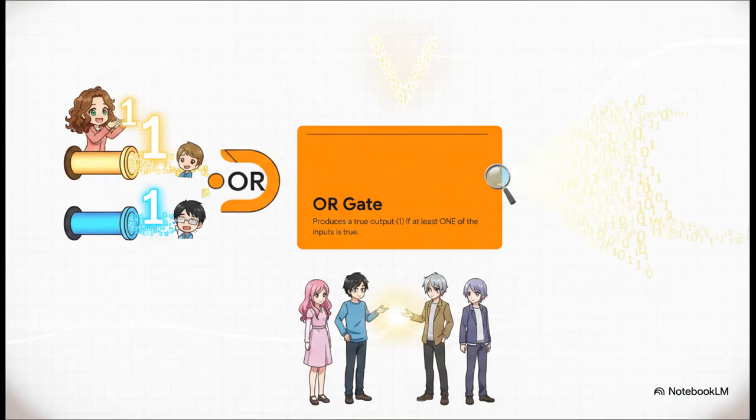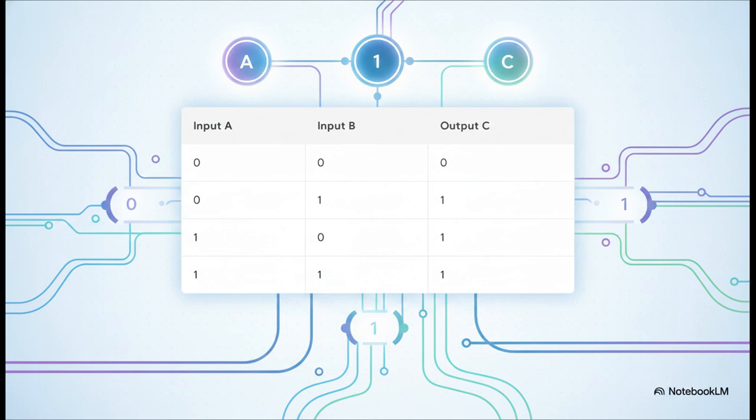Now, contrast this with our next bouncer, the OR gate. The OR gate is, well, much more lenient. It produces a true output if at least one of its inputs is true. It doesn't need both. Just a single 1 will do the trick. Anchoring this to the OR truth table, the absolute only time it gives you a false 0 is when both inputs are absolute zeros. In literally all other scenarios, 0 and 1, 1 and 0, or 1 and 1, the output is a true 1. It operates with this incredibly predictable, steady rhythm of logical inclusion.